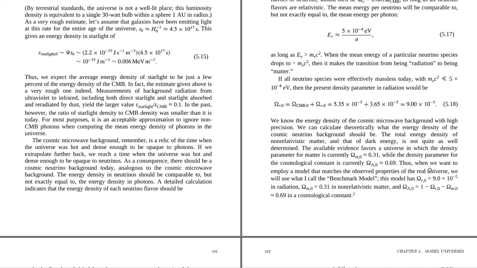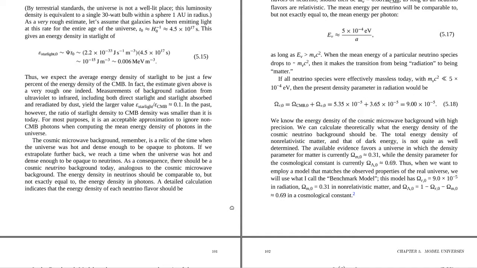So these are the components. The density parameter for radiation, which includes not just microwave background photons, but also relativistic neutrinos, is 9 times 10 to the minus 5. The density parameter for matter is 0.31. That's the non-relativistic matter. Relativistic matter contributes to radiation. And the density parameter for the cosmological constant is 1 minus the sum of these two, which comes to something like 0.69. Okay? So by definition, these all add up to 1.